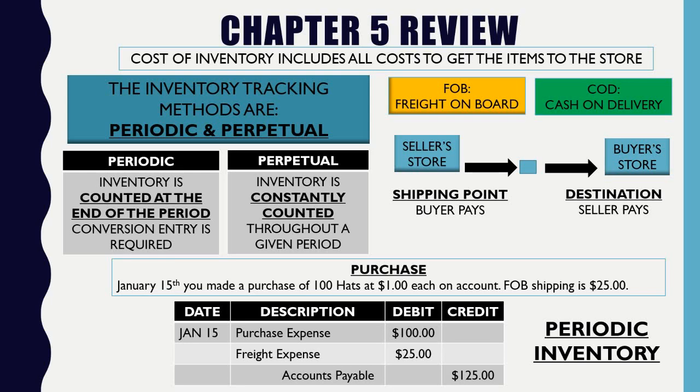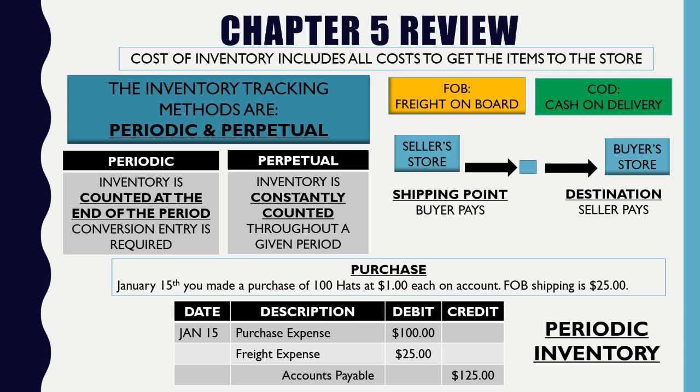All right, so chapter review. Once again, we got to take a look at purchasing inventory in general. We got to take a look at what is entailed in the cost of the asset, every single cost it takes to get the asset to your store. We also got to take a look at two different types of tracking methods, periodic versus perpetual.